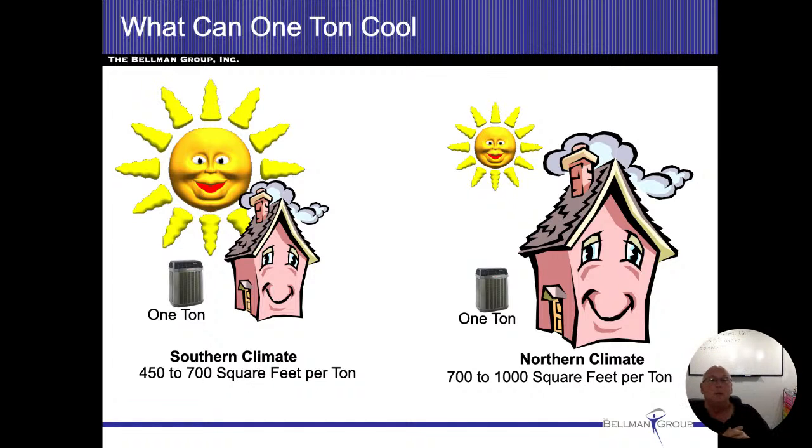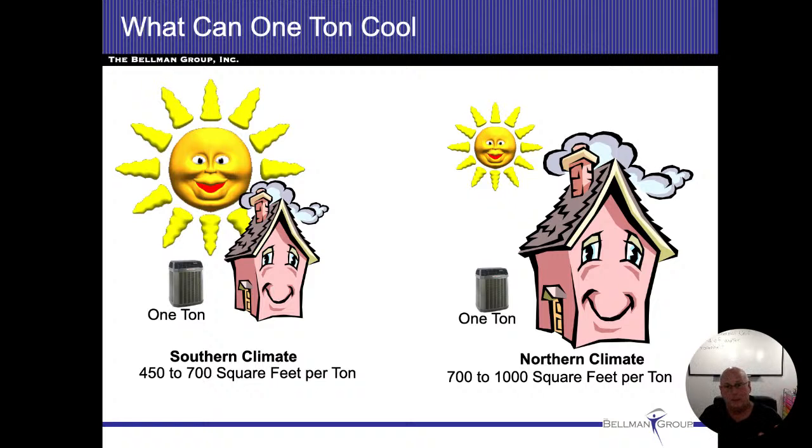All right. So this is just a rule of thumb. This isn't something to hang your hat on or a hill to die on at all. It's just a rule of thumb. In our area, about 1,000 square feet per ton is a pretty decent rule of thumb. The more efficient a home is, the smaller the air conditioning we need.